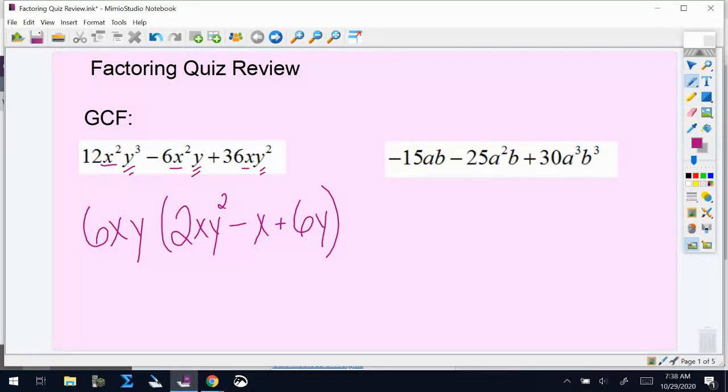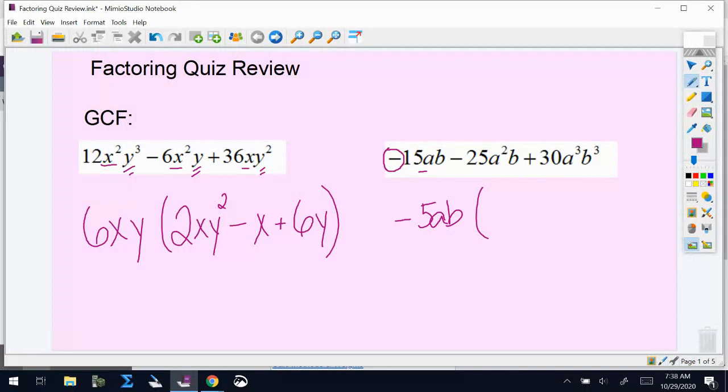Your second one has one extra note to it. If the first term is negative, you do have to include the negative as part of your GCF. And then you're going to see what else you can take out. Let's see. Biggest number that can come out between 15, 25, and 30 is 5. They all have at least a single a. And they all have at least a single b. So negative 5ab is your GCF.